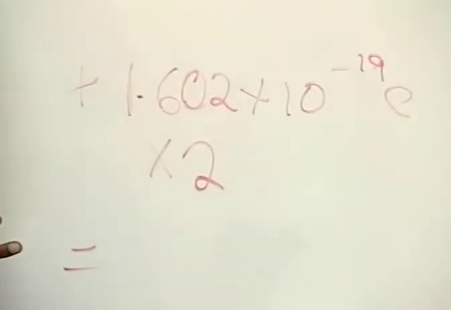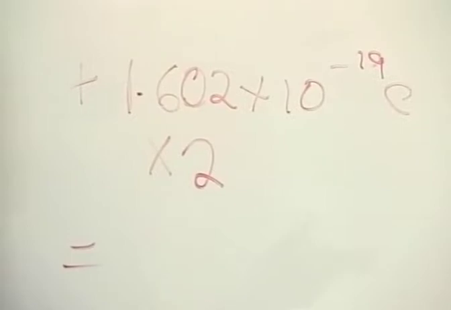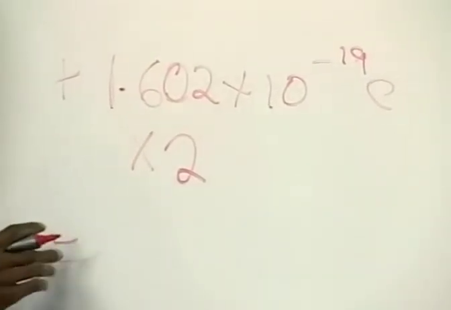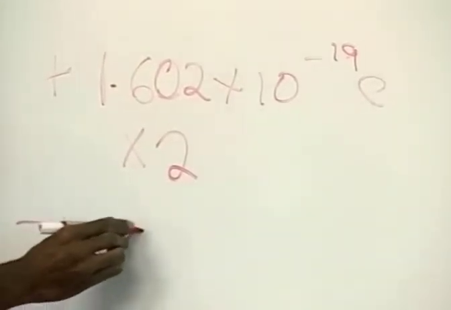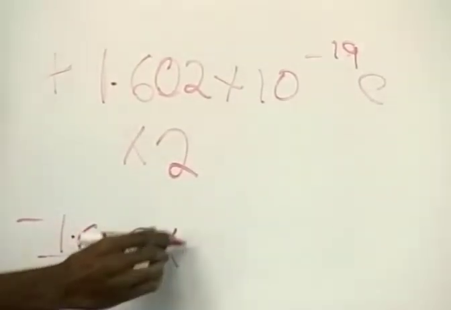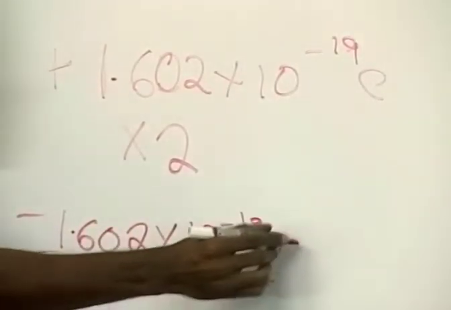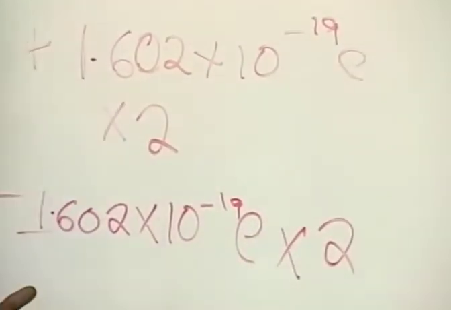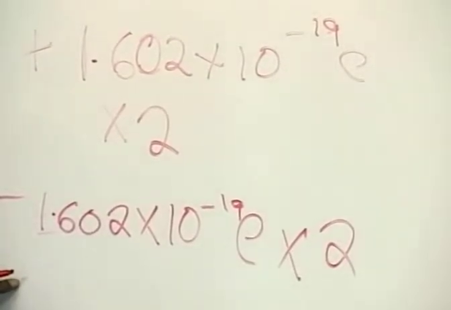If it gains an electron, or let's say 2 electrons, for example if it is oxygen which gains 2, then it is minus 1.6 times 10 to the minus 19 coulombs times 2, because it is gaining 2. Since when it gains, it becomes a negative ion or charge.